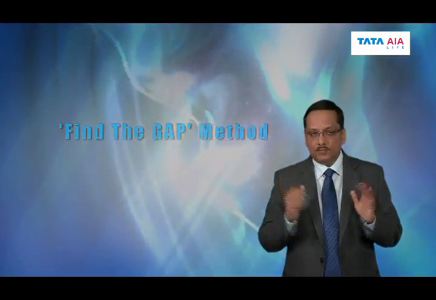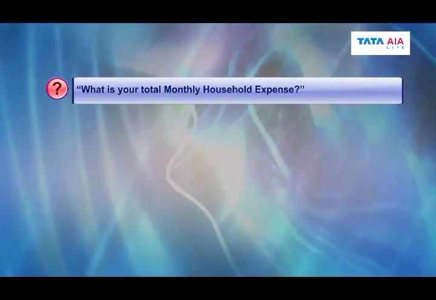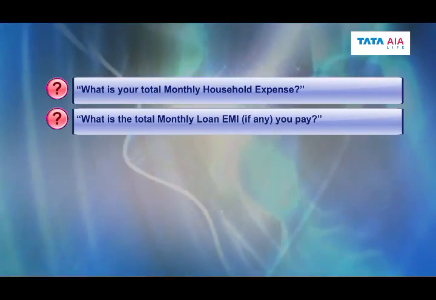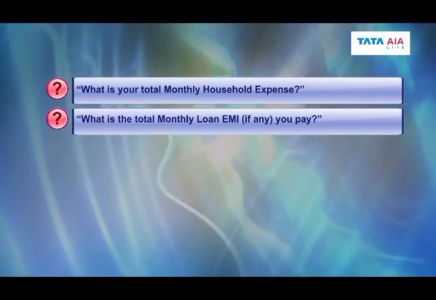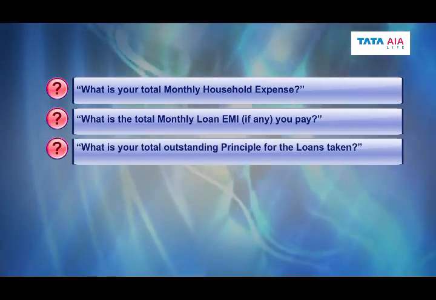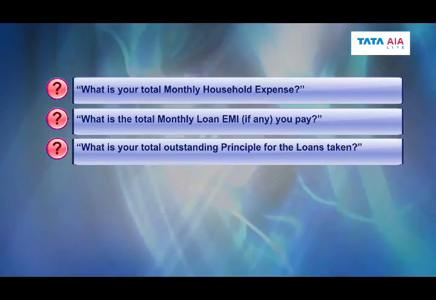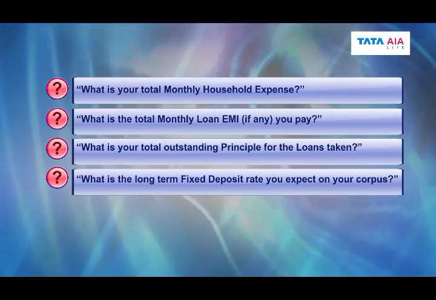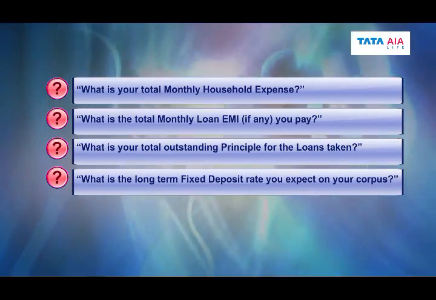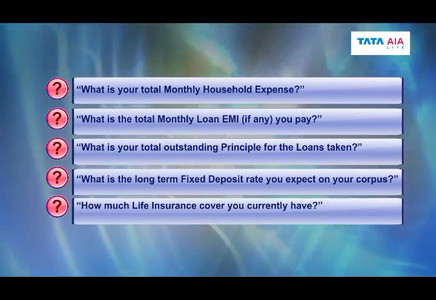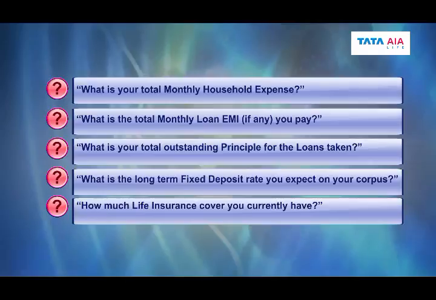So listen carefully. The first question is, what is your total monthly household expense? The second question is, what is the total monthly loan EMI you pay? The third question is, what is your total outstanding principal for the loans taken? The fourth question is, what is the long-term fixed deposit rate you expect on your corpus? And the fifth question is, how much life insurance cover you currently have?